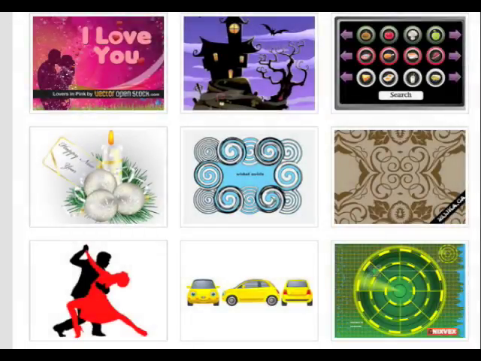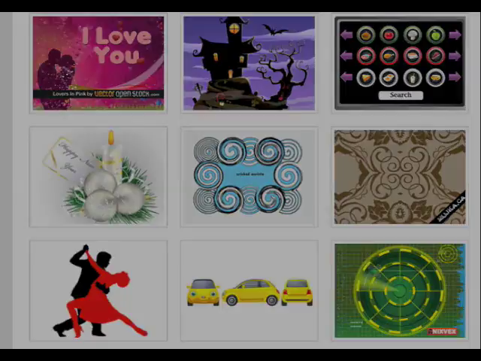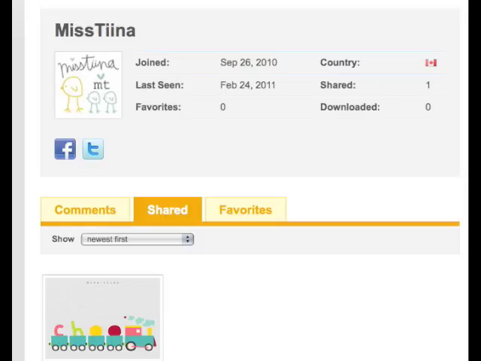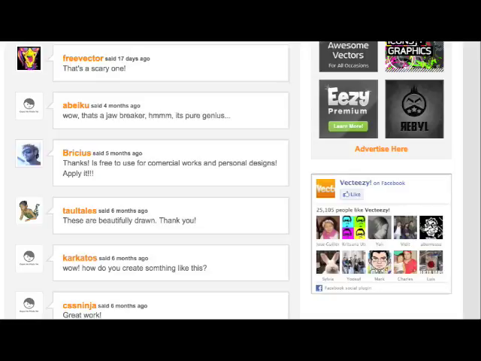Vecteezy is a resource to find art. You don't have to sign up in order to download free graphics. Vecteezy is also a place to promote your artwork. Once you do sign up to become a member, you can share your own vector graphics, and the sign-up is simple and easy. Vecteezy is also a community to discuss vector graphics and design with other people, mainly through comments and through the blog.